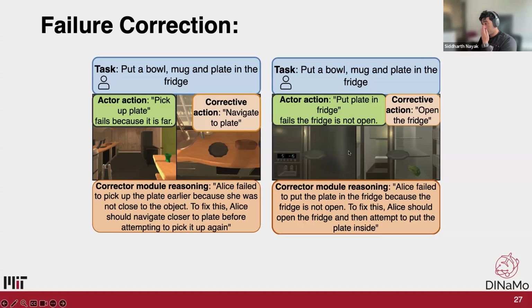Here's another example where the task was the same one, where I was trying to put a bowl, mug, and plate in the fridge. The action suggested by the actor was put plate in the fridge, and it fails because the fridge is not open on the left-hand side. And it reasons that it could not put it in the fridge, so you should ideally open it before putting it. So the corrective action suggested is open the fridge.